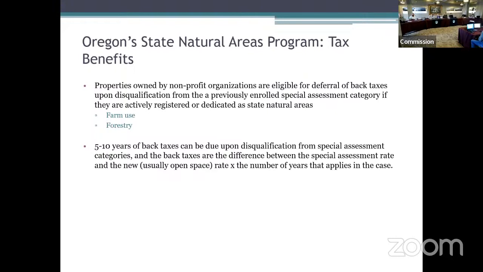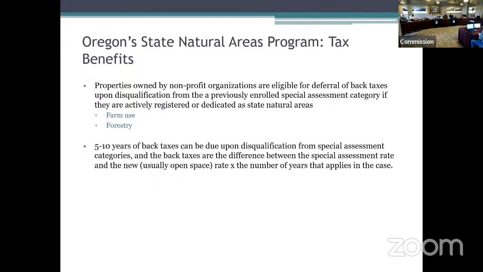So tax benefits. The whole tax benefit is related to leaving a special assessment category. So if an NGO buys a property that had been a farm and it was under exclusive farm use, or they buy a property that was zoned as forestry, those categories of land have a lower tax rate than they would be as a natural area. So natural areas are usually under open space or some other category that has a slightly higher tax rate.